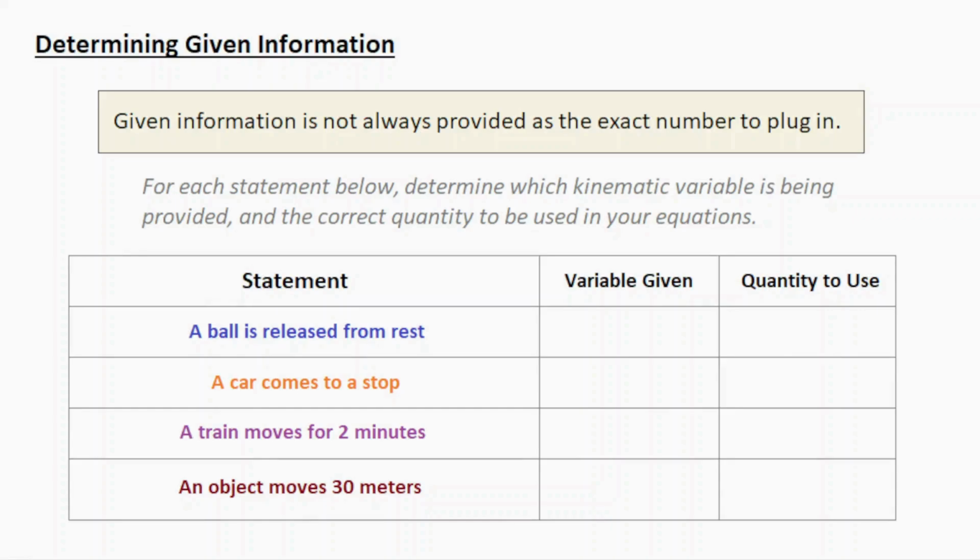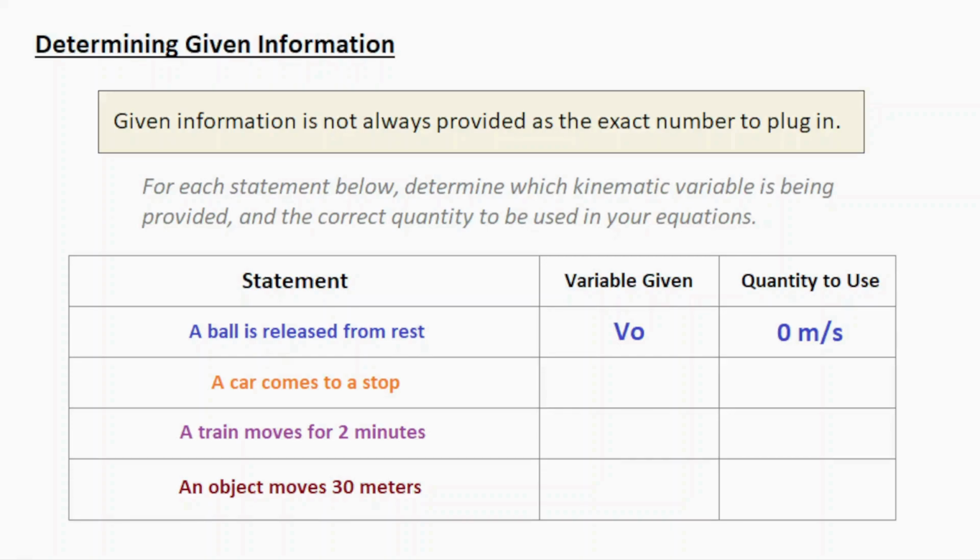We have a ball released from rest. When the ball is released, that is likely at the beginning of the problem, and to state from rest means that the ball was not moving at that moment in time. So this is hinting towards the initial velocity of the ball, v subscript 0, and the quantity would be 0 meters per second.